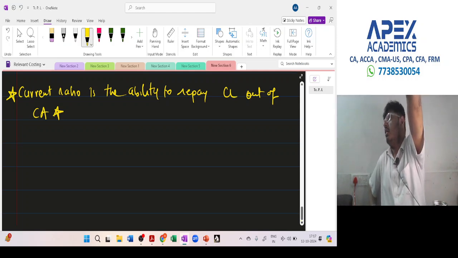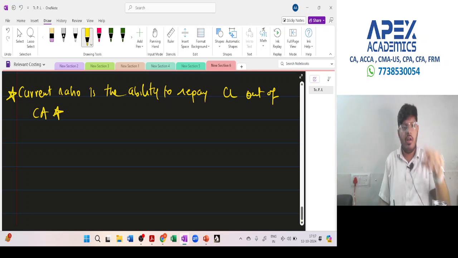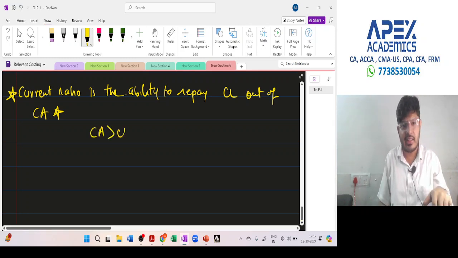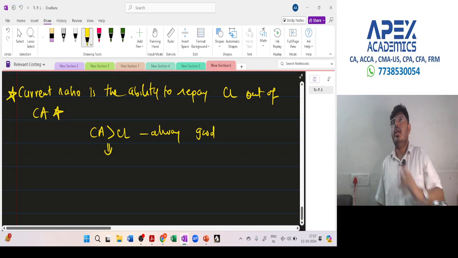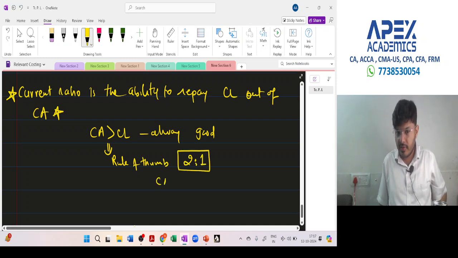What is the current ratio? बोलो. Current ratio is the ability to repay current liabilities out of current assets. Always current assets have to be greater than current liabilities. Always good. Sir, good बोले तो how good? There has to be a rule of thumb. There is a rule of thumb that financial experts have given. That is, it has to be 2:1. Meaning, for each 1 rupee of current liability, you should have 2 rupees of current assets.